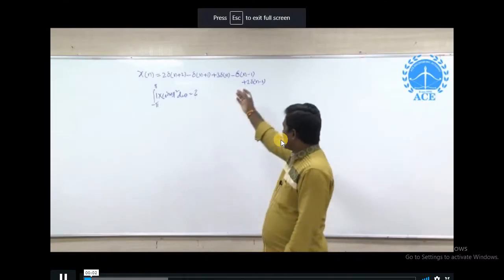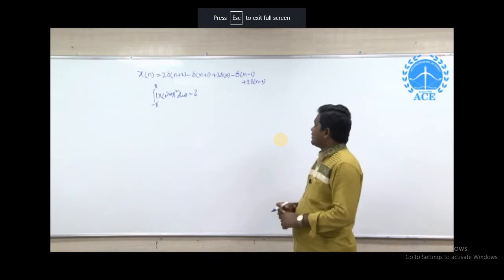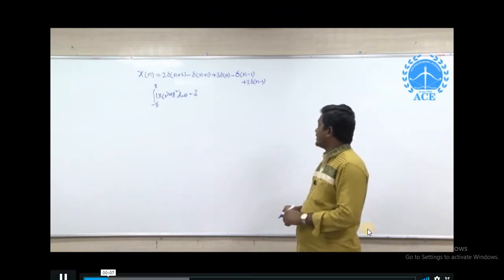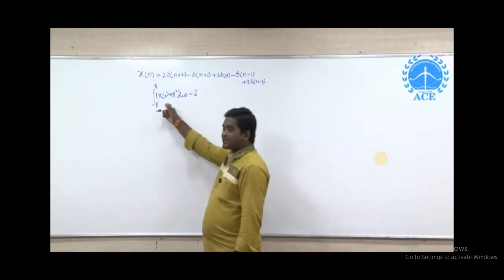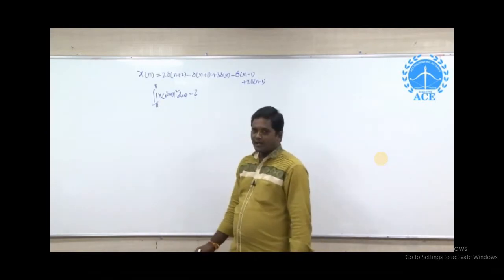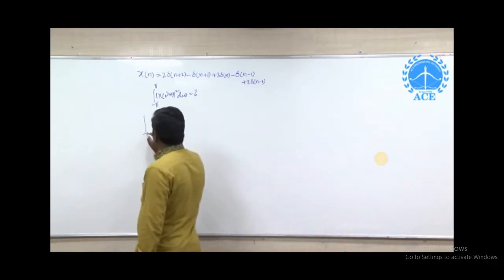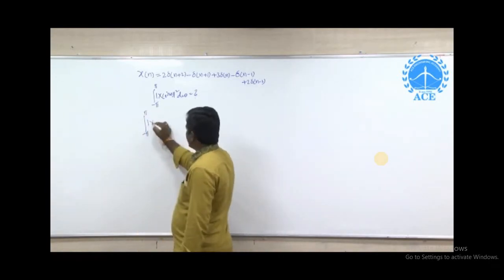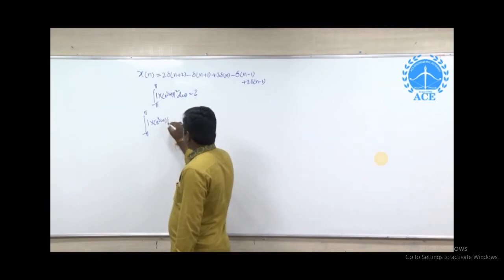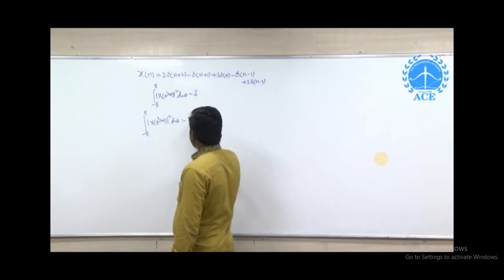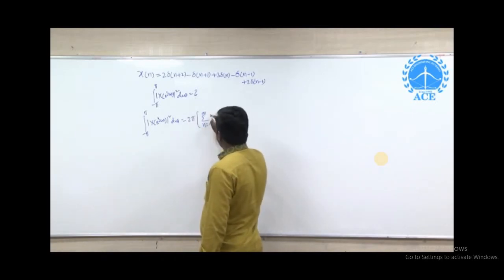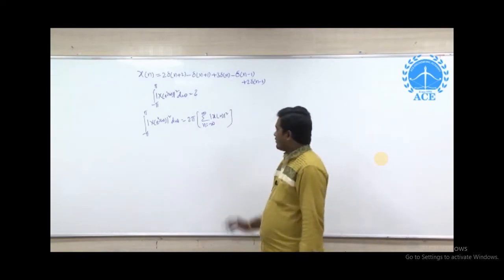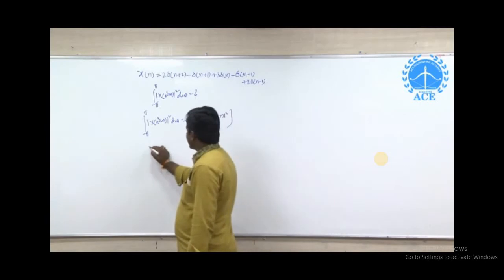See, the question is, x of n is 2 del of n plus 2 minus del of n plus 1 plus 3 del of n minus del of n minus 1 plus 2 del of n minus 2. Then find the value of this one. According to Rayleigh's energy theorem, the integral from minus pi to pi of mod X of e power j omega whole square d omega is equal to 2 pi times the sum over n from minus infinity to plus infinity of mod x of n whole square. What is x of n? x of n is given as that one.